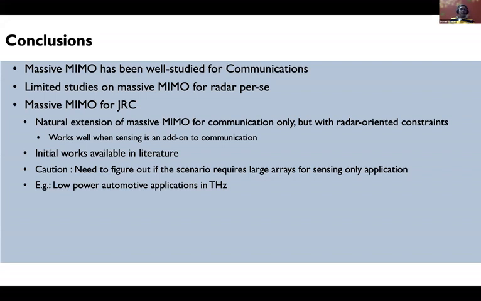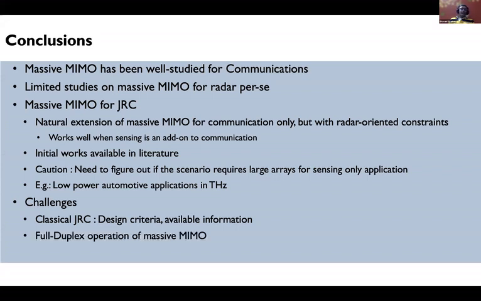Again, you have classical challenges, such as which design criterion to use, what information is available for transmission, and so forth. And if you combine radar and communication and everything is co-located, then you always have the problem of full duplex operation of the system. When you are in communication mode, the radar receiver is still on, and because it is both the radar and the communication receiver, you would saturate the receiver front ends with massive MIMO. This needs to be understood in this context.